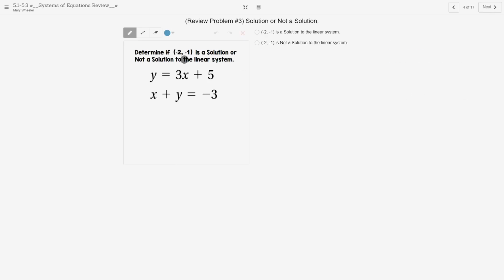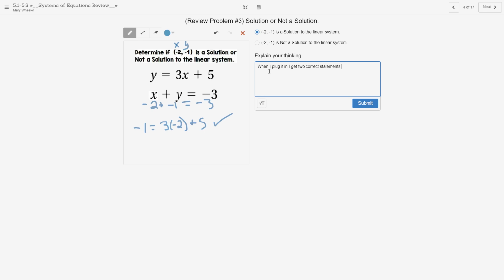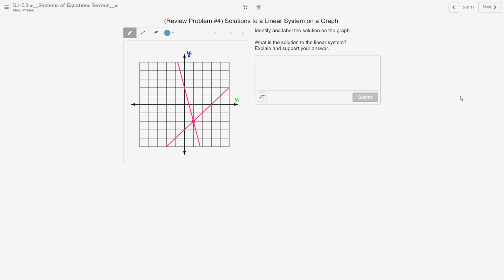Alright, (-2, -1). There's my x, there's my y. Plug it into that top one, and I'm going to get negative 1 equals 3 times negative 2 plus 5. Negative 6 plus 5 is negative 1. And then I'm going to do the same thing here. Negative 2 plus negative 1 does equal negative 3. So that is a solution. Go ahead and hit submit. That works.